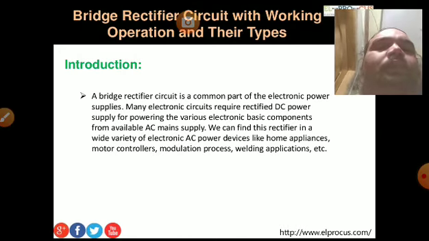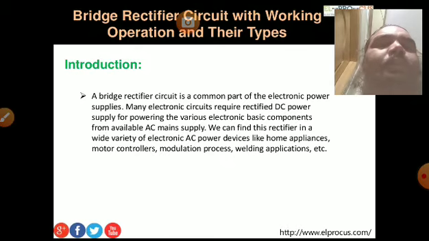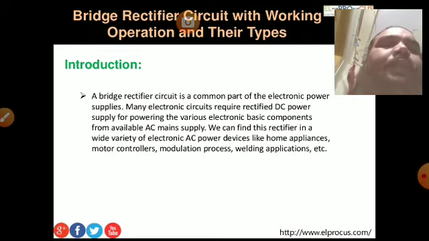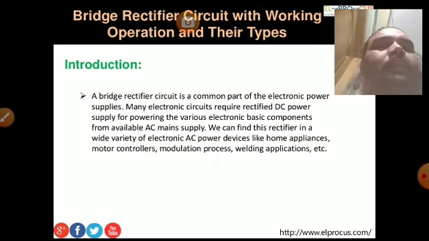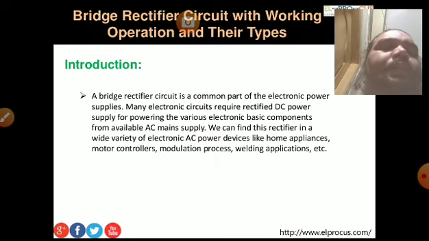Many electric circuits require rectified DC power supply for powering the various electric-based components from the available AC mains supply. We can find this rectifier in a wide variety of electric AC power devices like home appliances, motors, controllers, modulation processes, welding applications, etc.